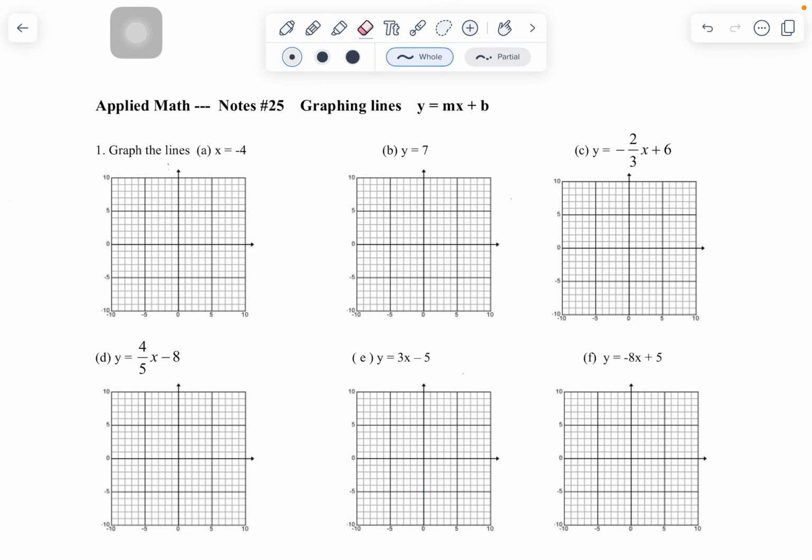All right, folks, in this video, I'm going to do the first part of Notes 25, which is on graphing lines. I'm going to try to keep it possibly short, doubtful though, because there's quite a few lines here. If it gets a little bit too long, I might pop it into 2 videos. So we're going to start with part number 1, A and B here, because these are kind of the specialty ones.